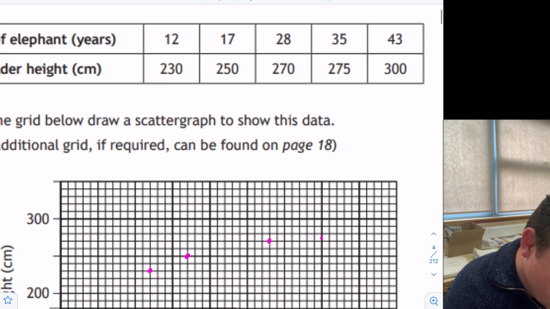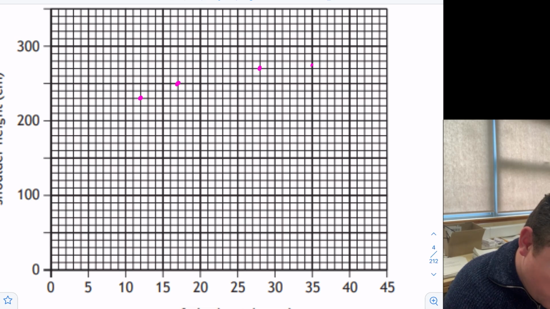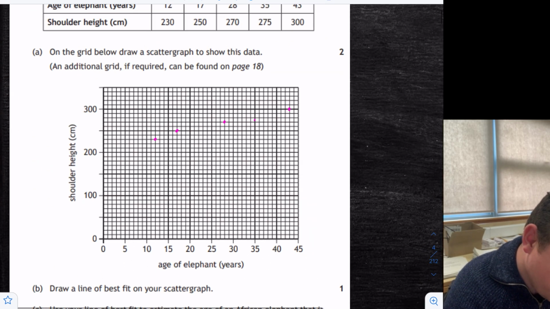And then the last one, 43 and 300. So 43 all the way up to 300. So 41, 2, 3, and I'm on the 300 line, so there we are there. And then we get a nice scatter graph.